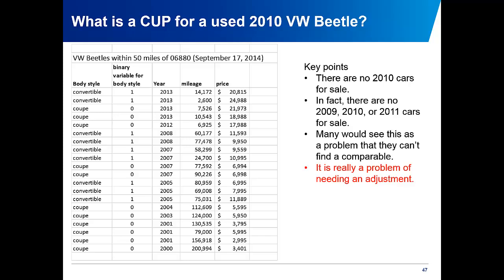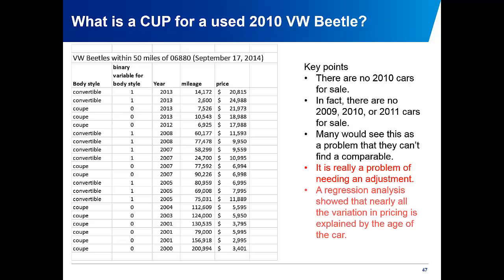I would say it's really a problem of needing an adjustment. If you run a regression on trying to explain what causes variability in pricing, you'll find that nearly all the variation in pricing is explained by the age of the car. Well, with that information and the regression results, I was able to make an adjustment to make these numbers work fairly well for determining what would be the expected price of the 2010 VW Beetle, just in case I had to sell it to my brother, who's a related party to me.